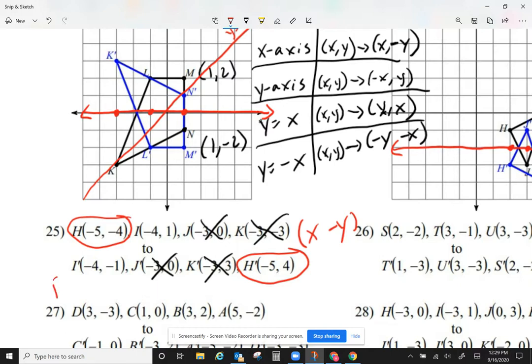So I'm going to write reflection across x-axis.